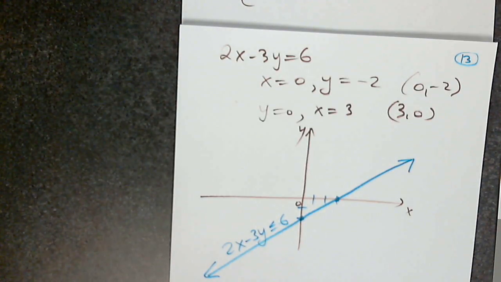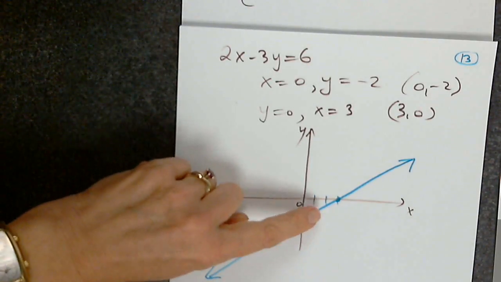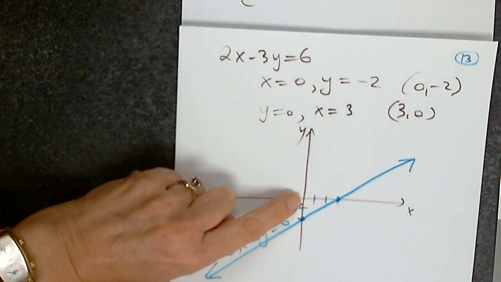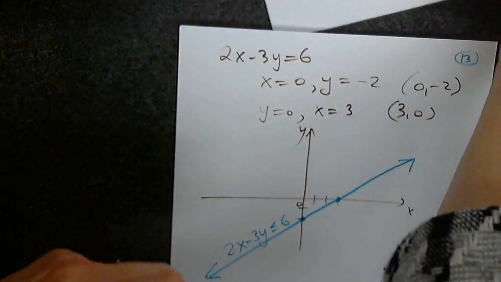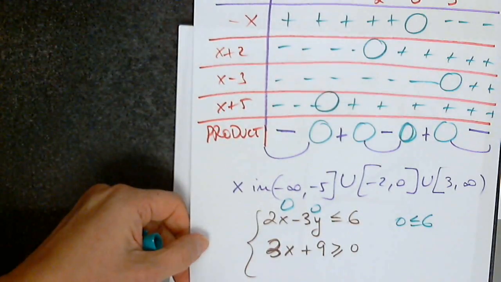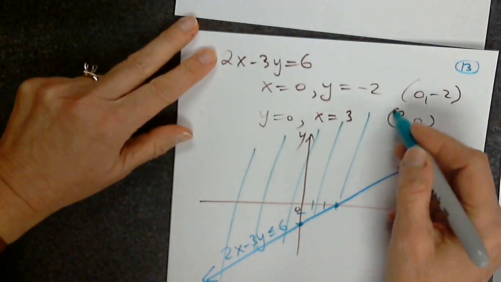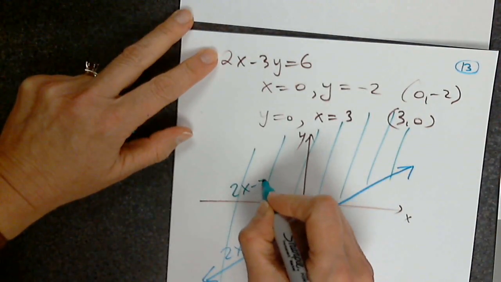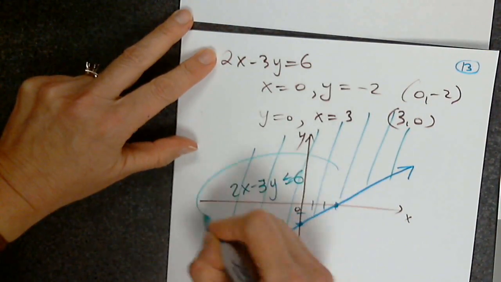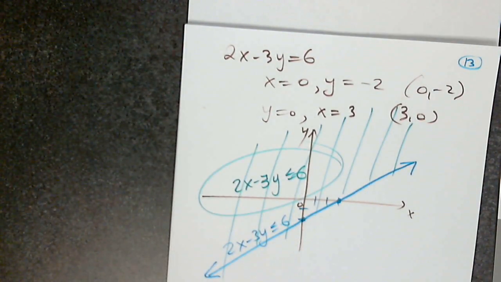Because I only graphed a line, but this is not what I'm interested in. You have to check in the point to see. Since it does not pass through the origin, I recommend working with the origin. So go back to the origin, 0, 0, 0 less than or equal to 6. True or false? True. So then I have to shade in all this. And this is 2x minus 3y less than or equal to 6. I'm done with the first one. What do I do with the second one?